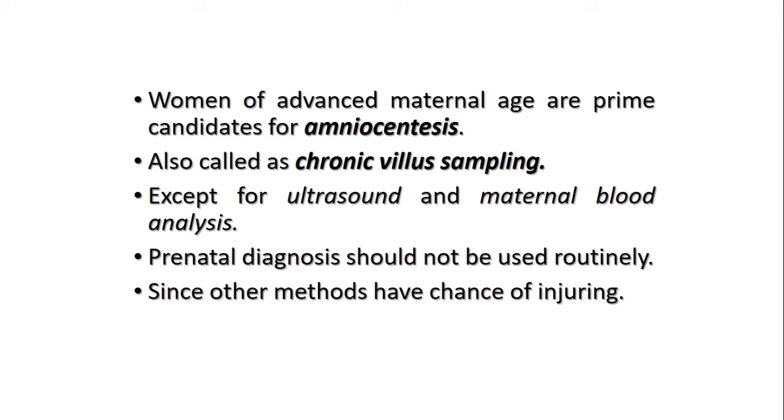ಆಮ್ನಿಯೋಸಿಂಥಸಿಸ್ ಅಂತಾನೆ ಹೇಳ್ತಾರೆ, ಕನ್ನಡದಲ್ಲಿ ಅದಕ್ಕೆ ಅರ್ಥ ಇಲ್ಲ. ಒಂದು ವೇಳೆ ತಿಳಿದುಕೊಂಡಲ್ಲಿ ನಾನು ಅದನ್ನು ಹೇಳ್ತೇನೆ. Women of advanced maternal age are prime candidates. ಯಾರೆಲ್ಲ ಬೇಗ ತಾರುಣ್ಯ ಅವಧಿಯಲ್ಲಿ ಮದುವೆ ಆಗಿರ್ತಾರೋ ಅಥವಾ ತುಂಬ ಲೇಟಾಗಿ ಮದುವೆ ಆಗಿರ್ತಾರೋ ಅವರೇ ಮುಖ್ಯವಾದ ಅಭ್ಯರ್ಥಿಗಳಾಗಿರ್ತಾರೆ ಈ ಆಮ್ನಿಯೋಸಿಂಥಸಿಸ್ಗೆ. This amniocentesis is also called chronic villus sampling, chronic villus model.